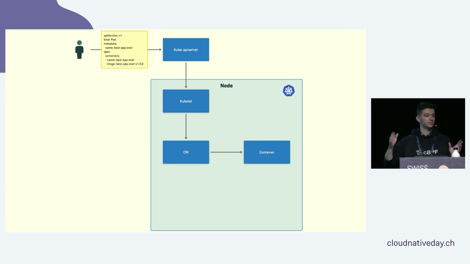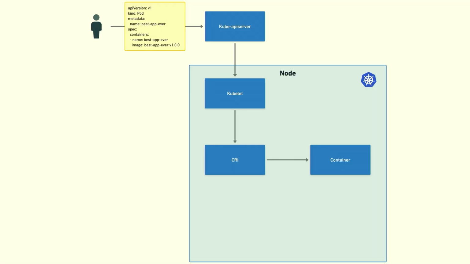So if we now take this example, a user wants to submit some kind of pod YAML, right? Sends it over to a Kube API server and wants to launch the best app ever. The Kube API server will then figure out through internal Kubernetes things, through the scheduler and whatnot, which node this pod shall be scheduled on. After some time, it will know which node this pod is supposed to run on, and it will contact the kubelet on that node.